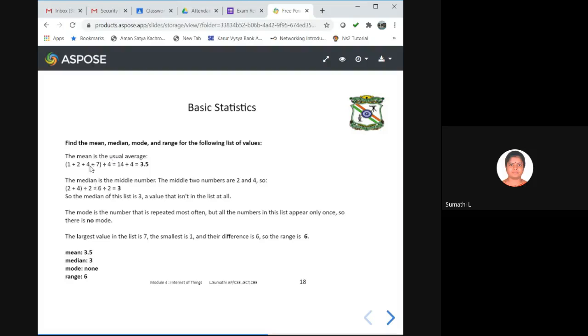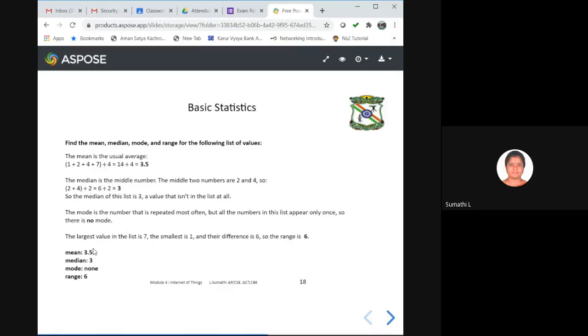The median is your middle number. Here I don't have a middle number because I have an even count of numbers. So I take the two numbers in the middle, add them and divide by 2. That is my median. So what is mode? Mode is nothing but how many times a number is repeated. Here a number is not repeated more than once, so I don't have any mode. What is the range of numbers? You have to find the largest value and smallest value, and their difference gives me the range, right?